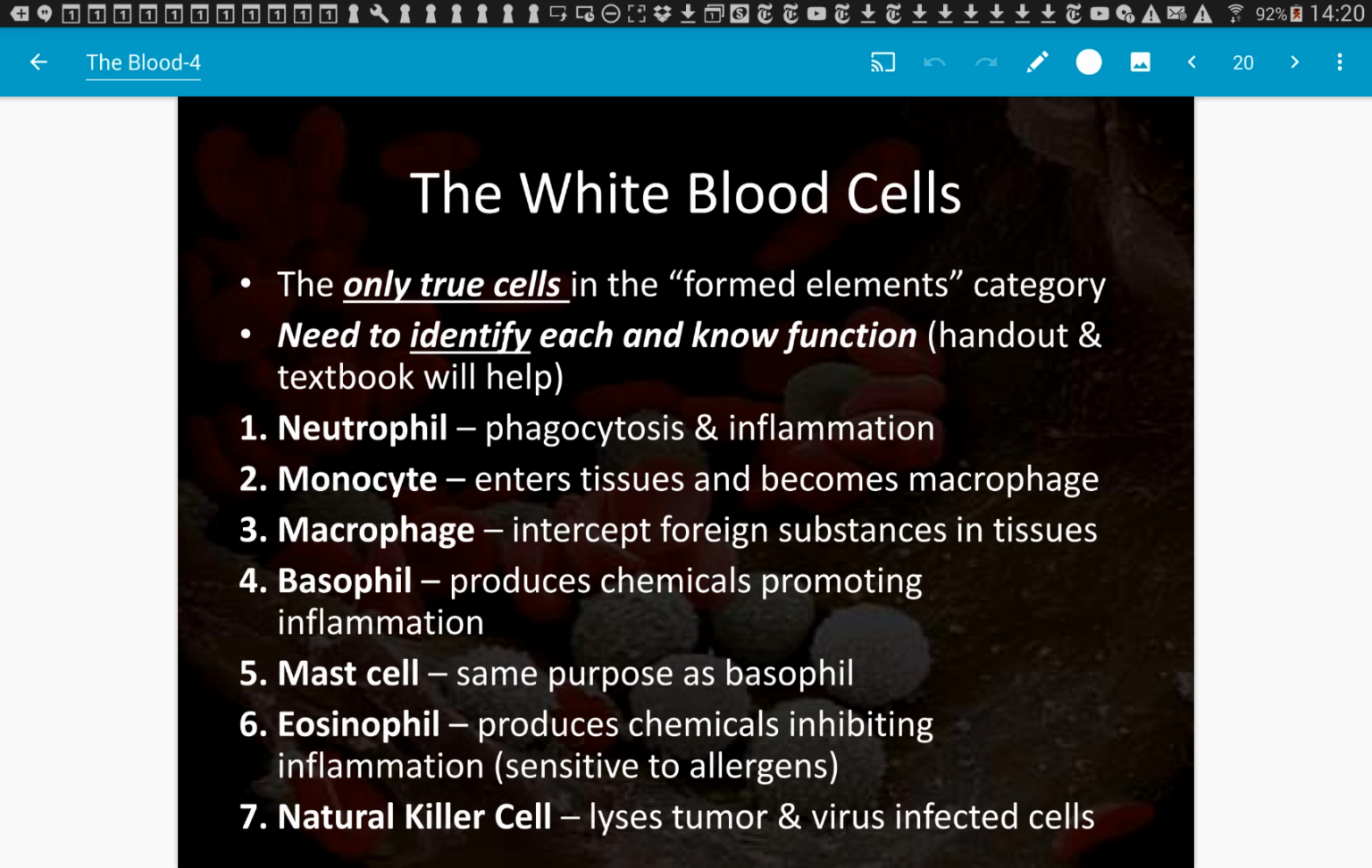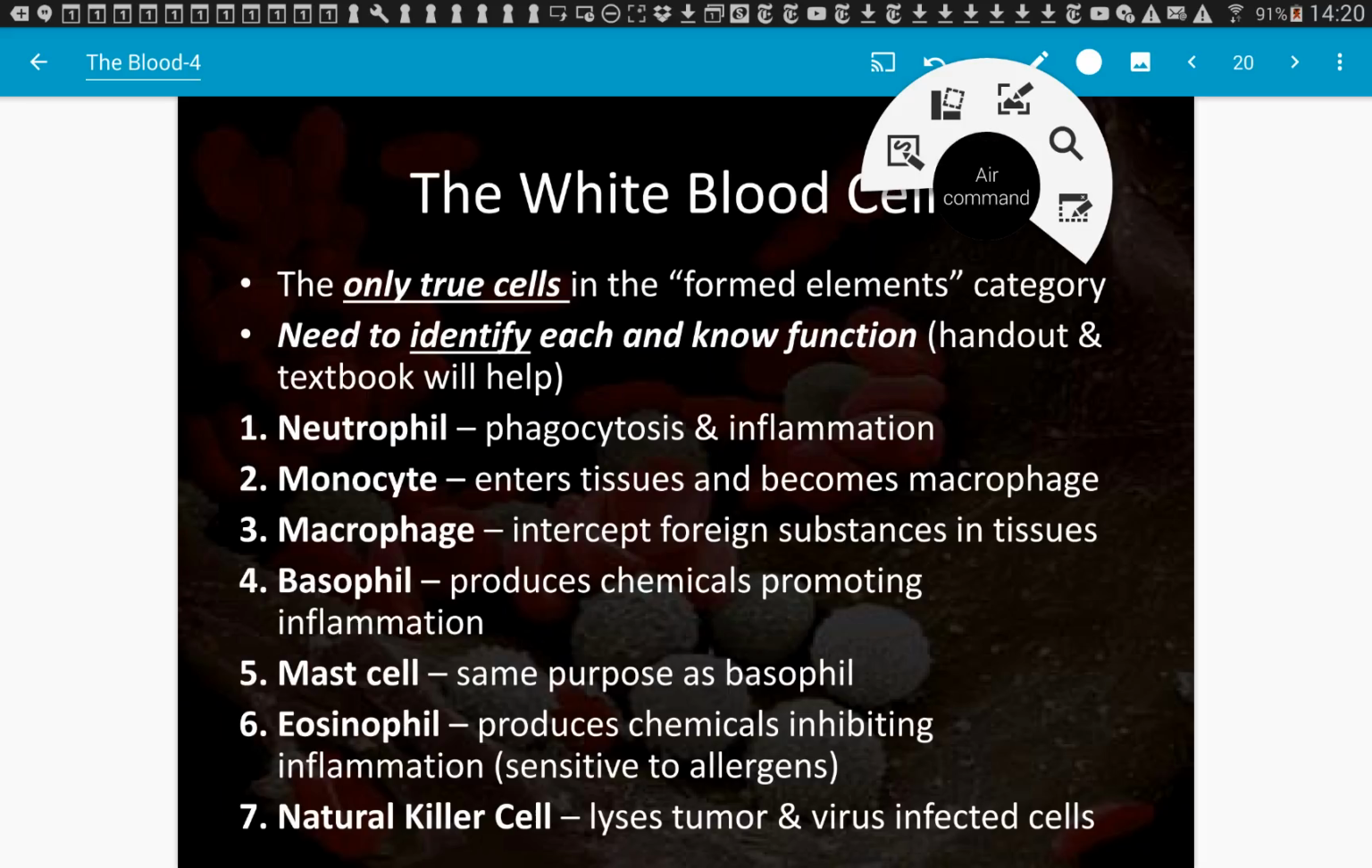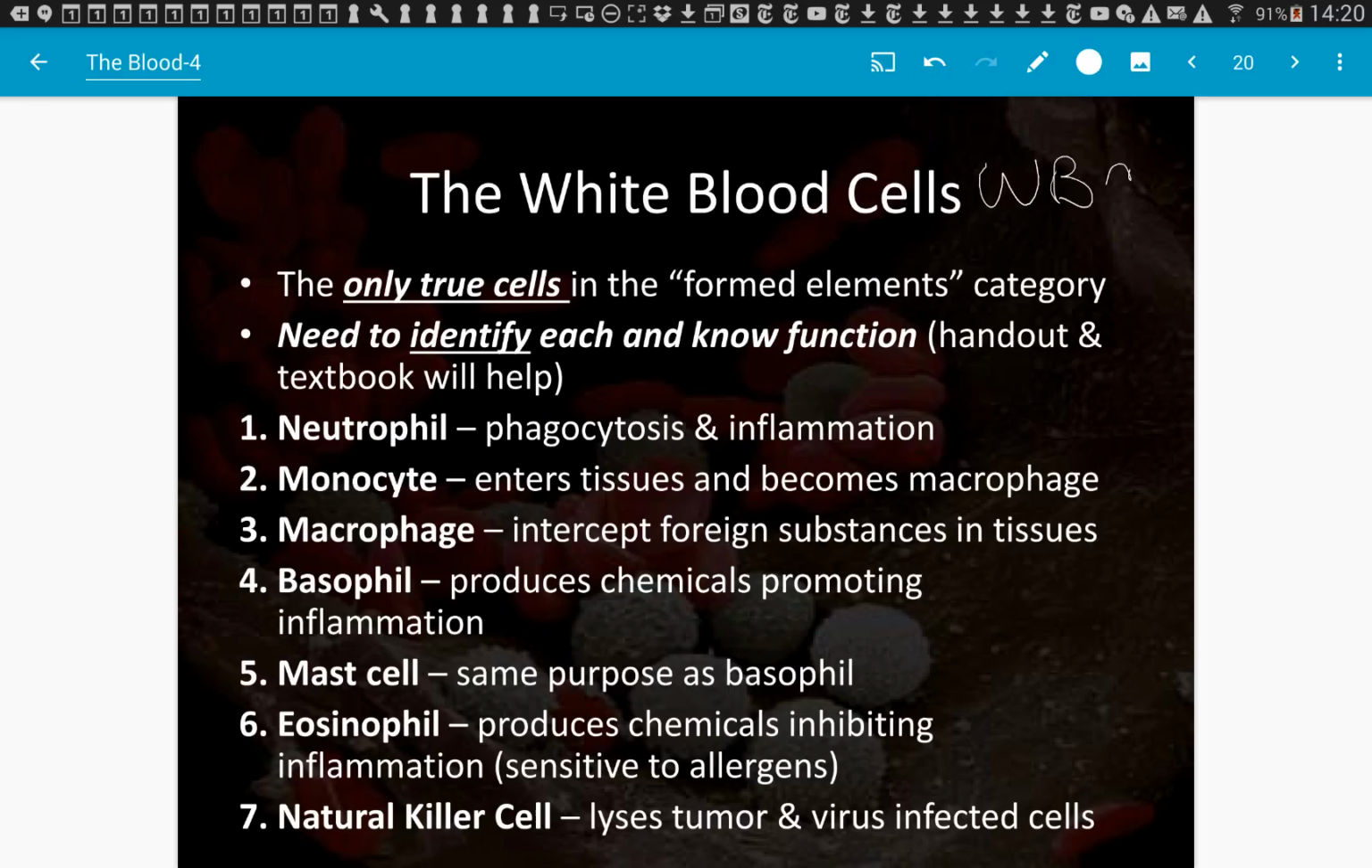Okay, moving on to the next category, the white blood cells. Remember, the white blood cells are the only true cell in the formed elements category. Formed elements are platelets, white blood cells, and red blood cells. I abbreviated those on the board: white blood cells, WBC, is a very common abbreviation. Another term for white blood cells is leukocytes, so I'm going to write that down.